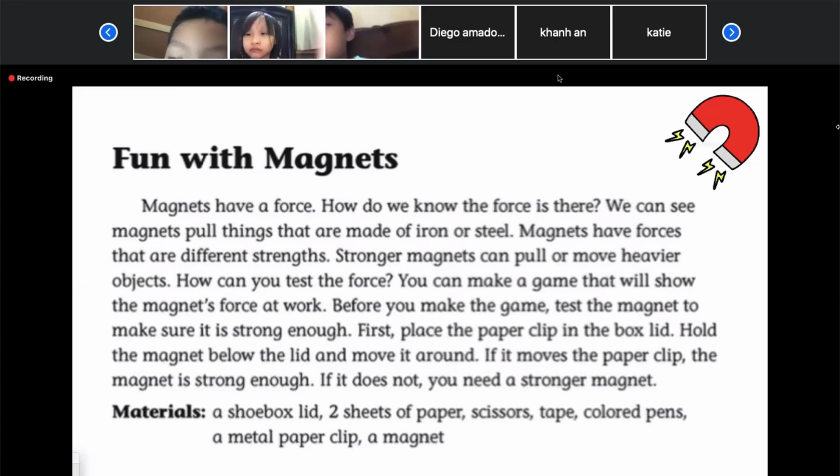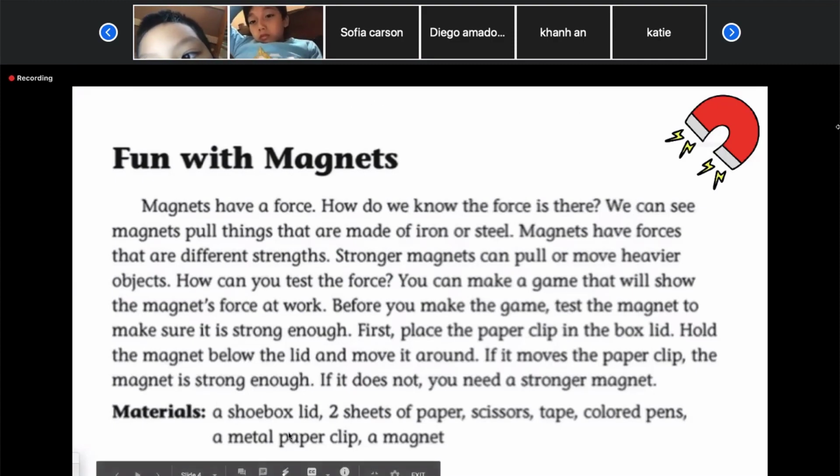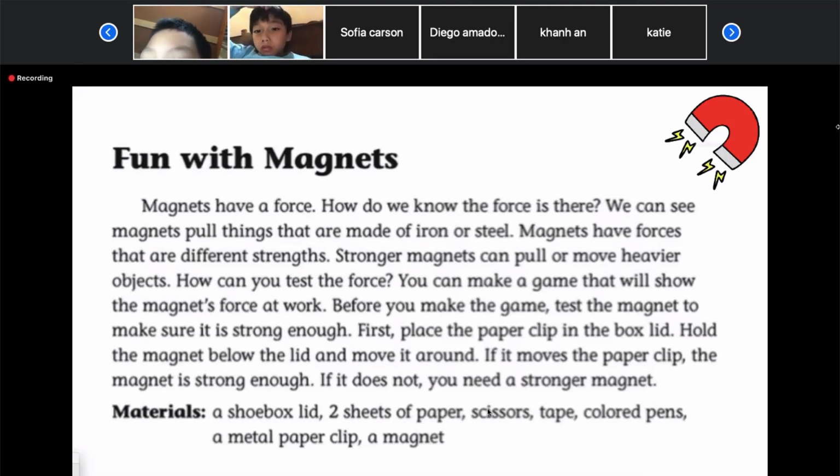First, place the paperclip in the box lid. Hold the magnet below the lid and move it around. If it moves the paperclip, the magnet is strong enough. If it does not, you need a stronger magnet. Materials that we need for our game: a shoebox lid, 2 sheets of paper, scissors, tape, colored pens, a metal paperclip, and a magnet. So let's see how we can make our game.